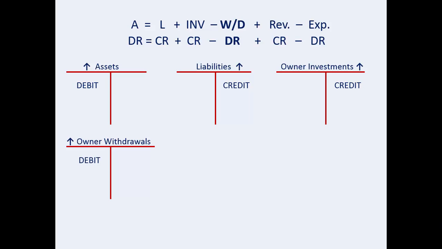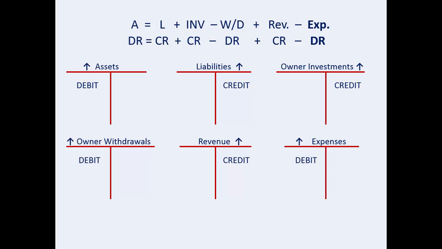So what happens to equity when I take money out? Equity goes down, but the total withdrawals, if I keep withdrawing money, the total withdrawal account goes up, even though the net effect on equity is to decrease it, which means the normal balance is a debit. Same logic with revenues and expenses. Revenue increases equity. Equity increases with credit. Expenses decrease equity. That means as expenses go up, the normal balance is a debit because of the net effect on equity. That's really the hard part to remember, but once you get it, you get it.